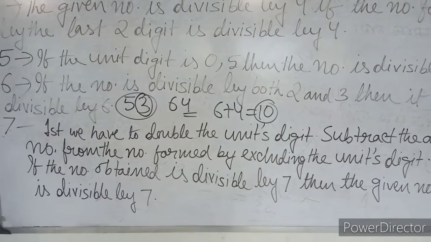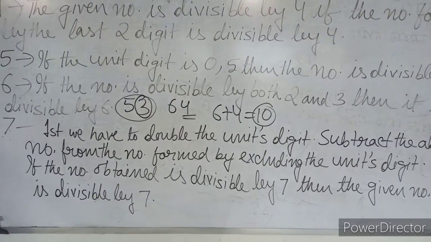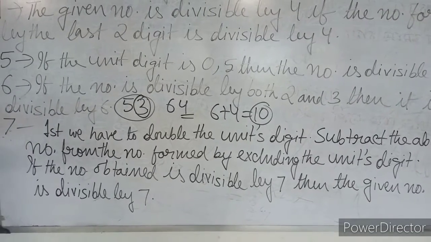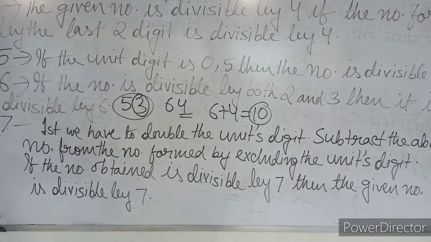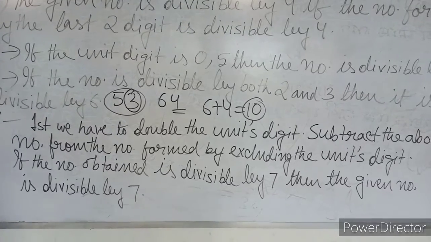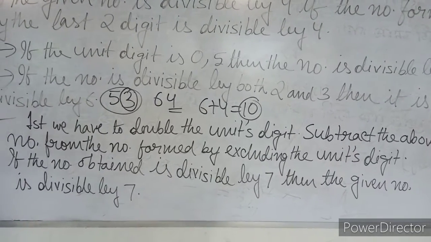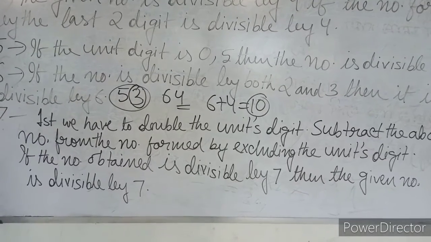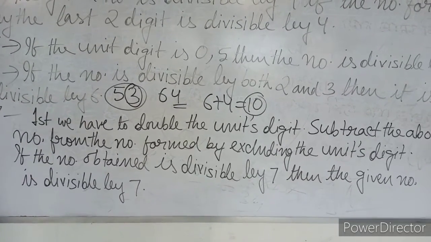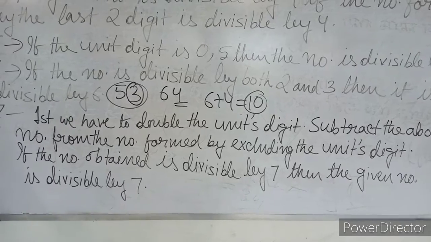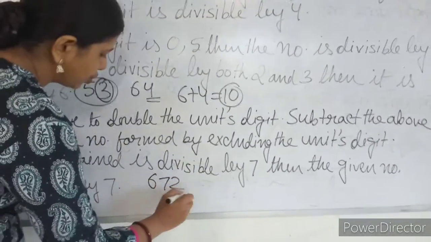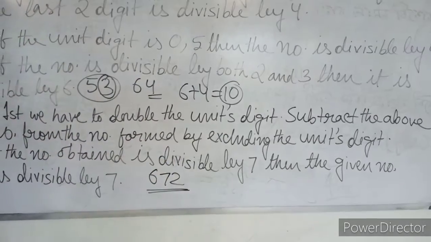That means suppose a 3-digit number is there, I make the units digit double. Then I have to subtract that number from the other 2 digits which are present there, excluding the unit digit. If the number obtained is divisible by 7, the given number is divisible by 7. Suppose I am taking the example of 672. This is the number I am taking.